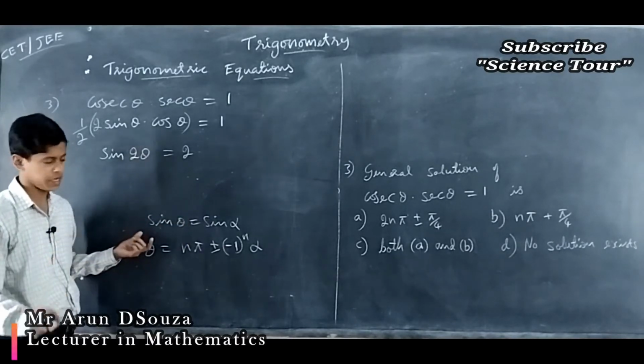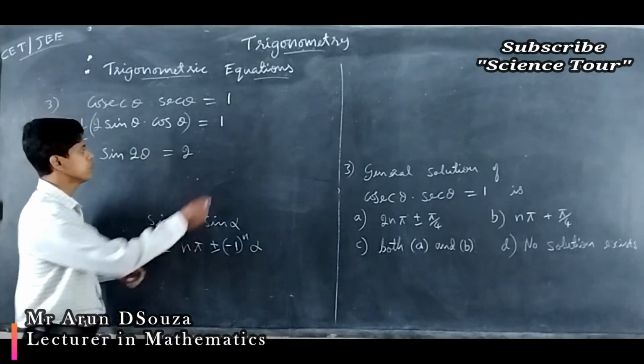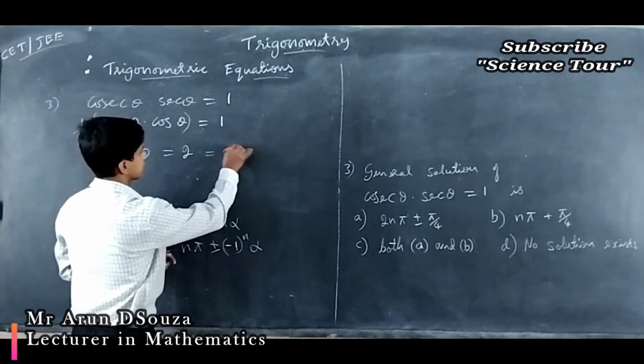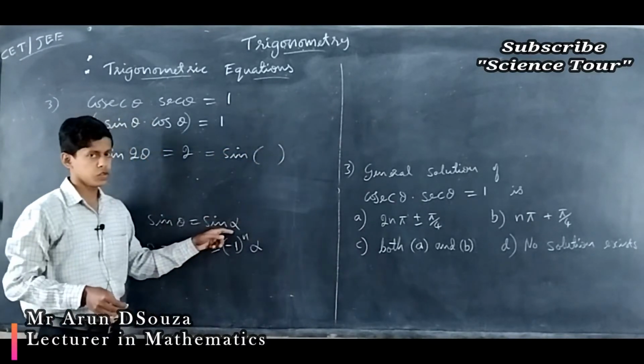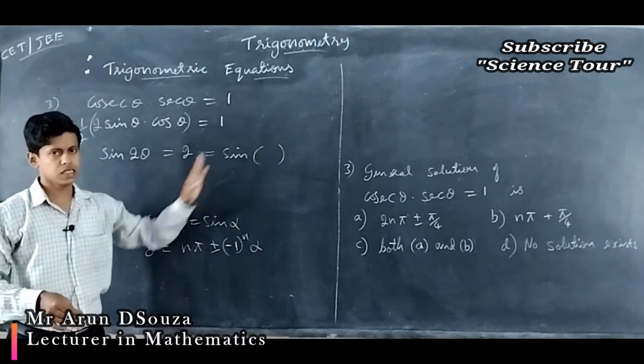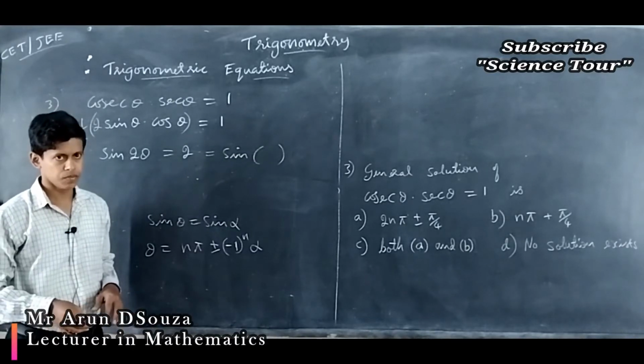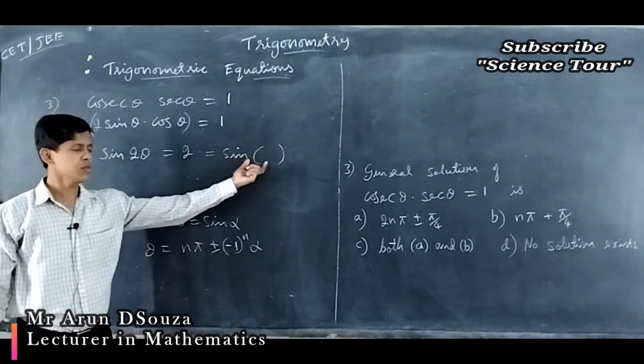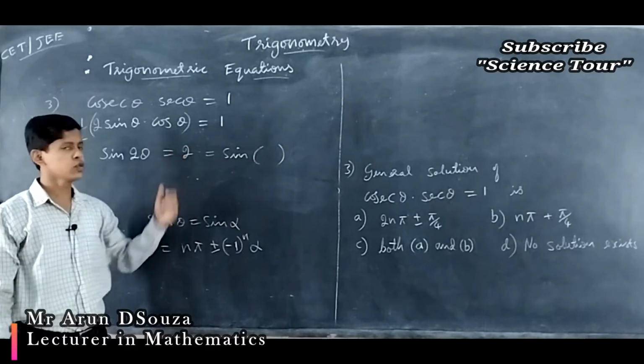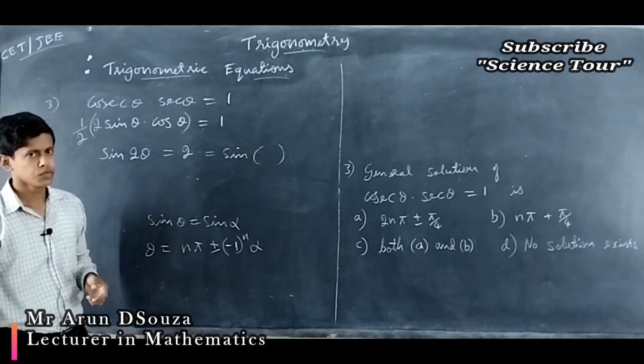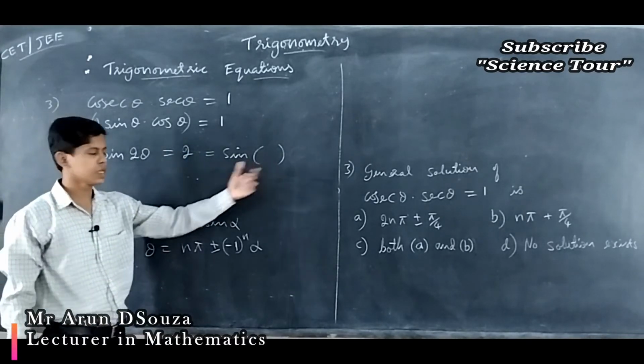Well, now what I am trying to say is I have sine 2 theta, fine, I can write 2 theta there, doesn't matter, but this must be written in terms of sine of some angle. So what is alpha? That's the question remaining to answer. Just tell me what alpha can be so that you get 2.